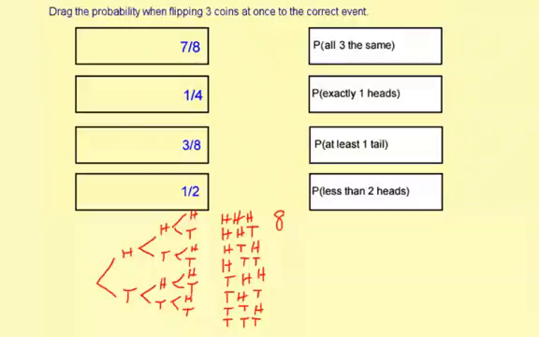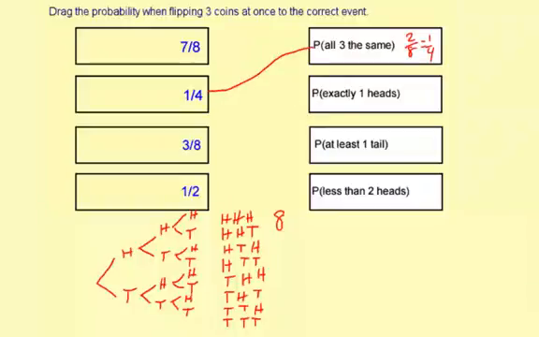What's the probability that all 3 are the same? Well, the only way that'll happen is if it's heads, heads, heads, or tails, tails, tails. So that means there are 2 out of 8, which reduces to 1/4. So these 2 match up.